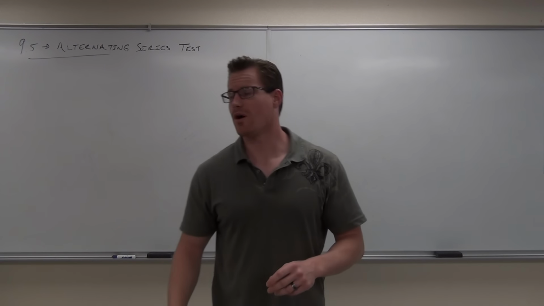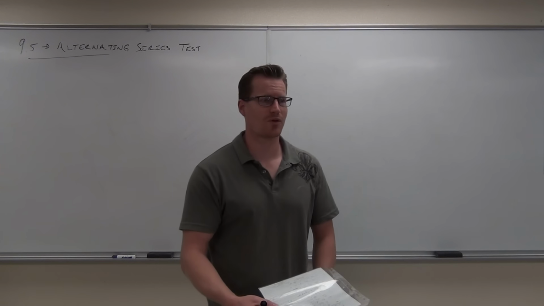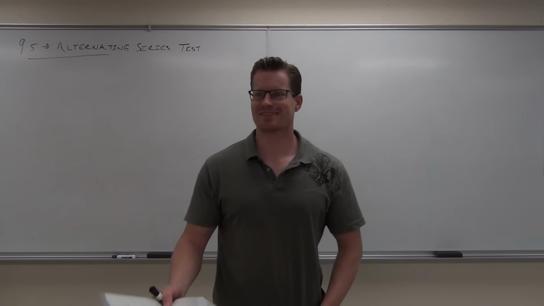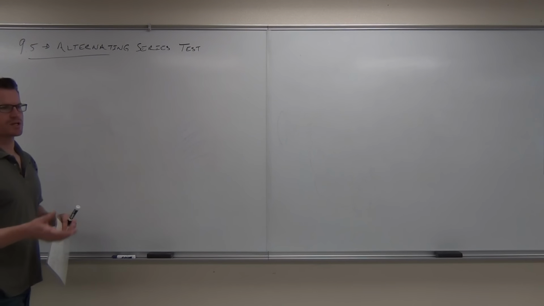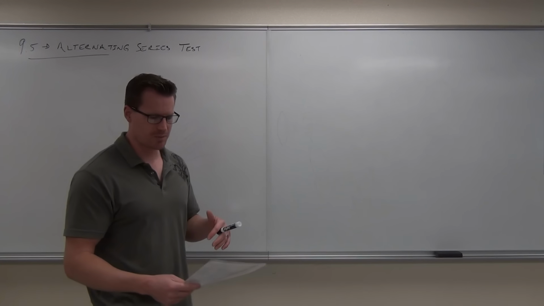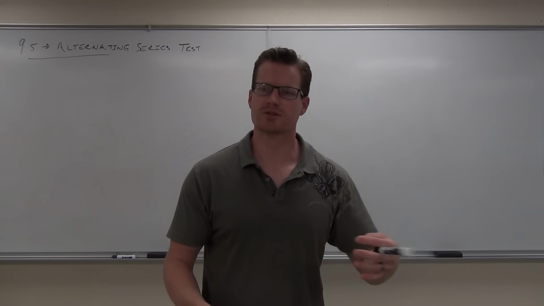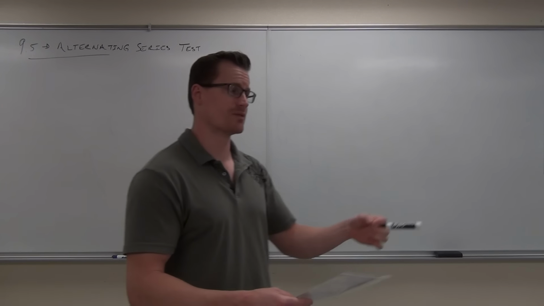So let's get started on the alternating series test. Of course, the alternating series test is going to work for what type of series? Alternating series. Yes, obviously. So here's what an alternating series looks like, what it means. An alternating series is simply a series where sequential terms alternate signs. So positive, negative, positive, negative, positive, negative, positive, negative. That's what gives it this alternating.